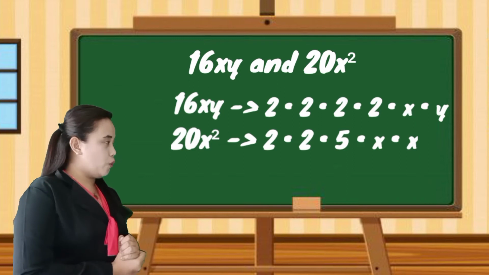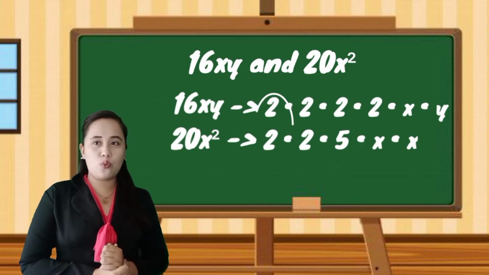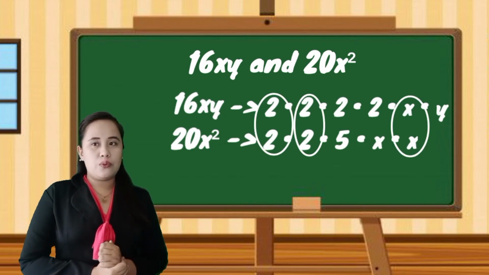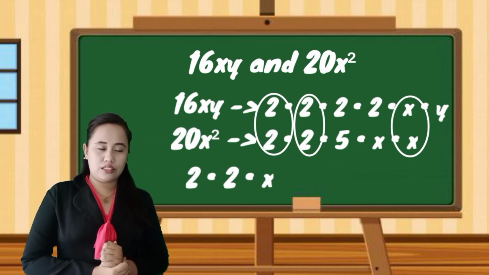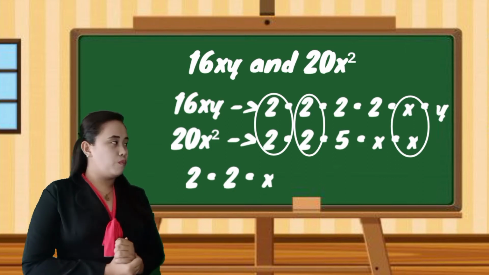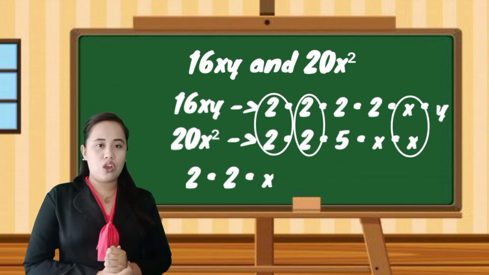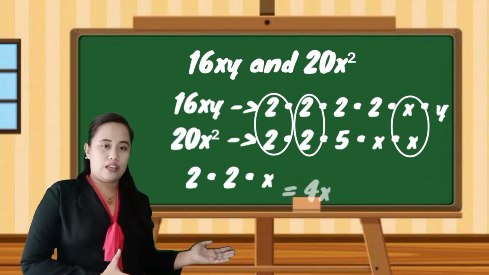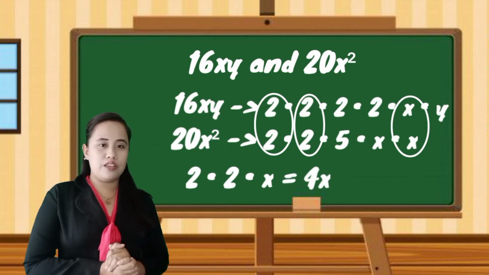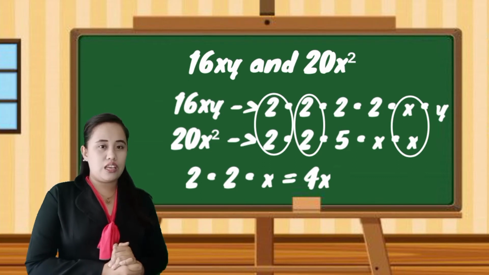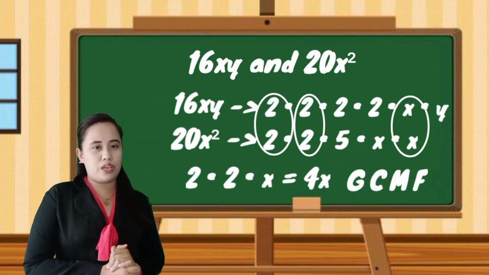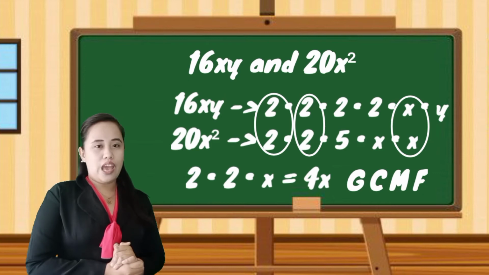Now, look for the common factors. What are the common factors? We have 2 times 2 times x. Therefore, multiplying the common factors, we have 4x. And just like what we said a while ago, we can now say that 4x is the greatest common monomial factor of the two expressions.